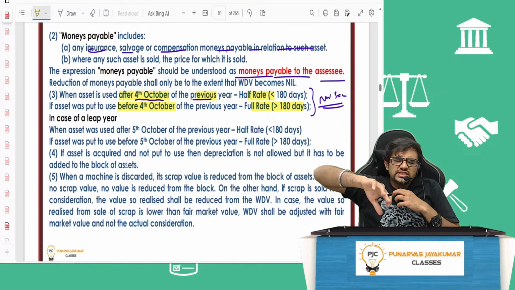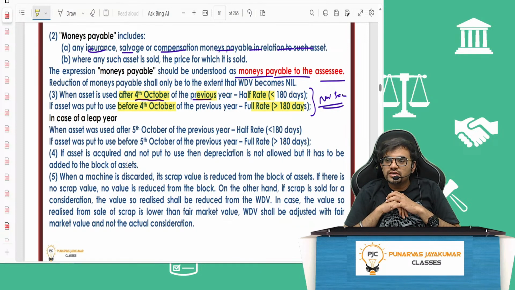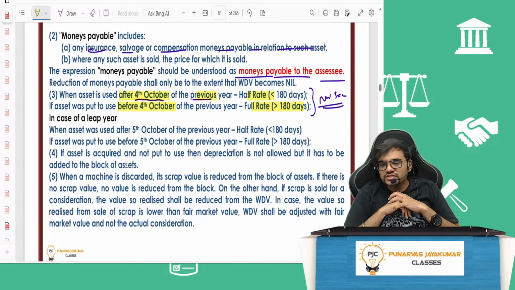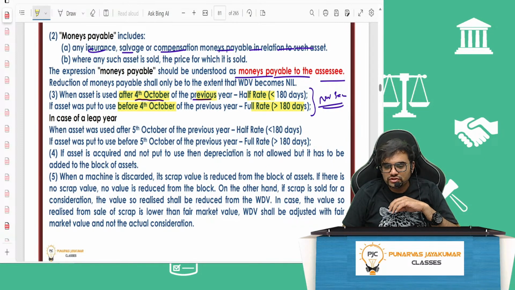So I have bought one AC, but I have never put to use. I have dumped that AC somewhere. What do you think? Yes, obviously there will be no depreciation for sure.